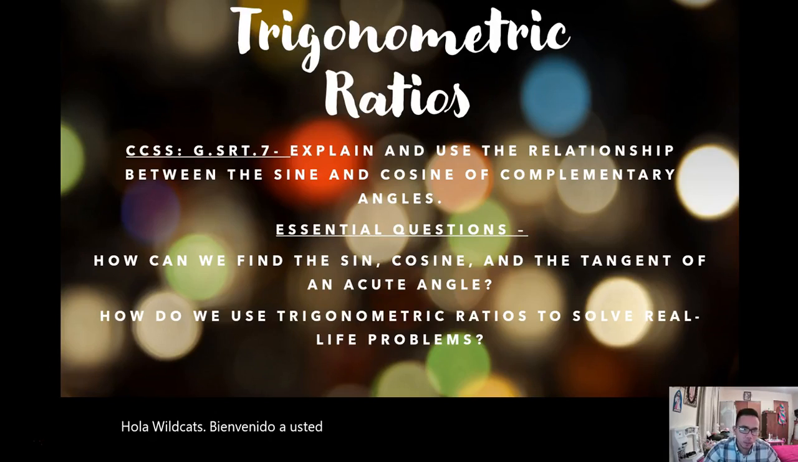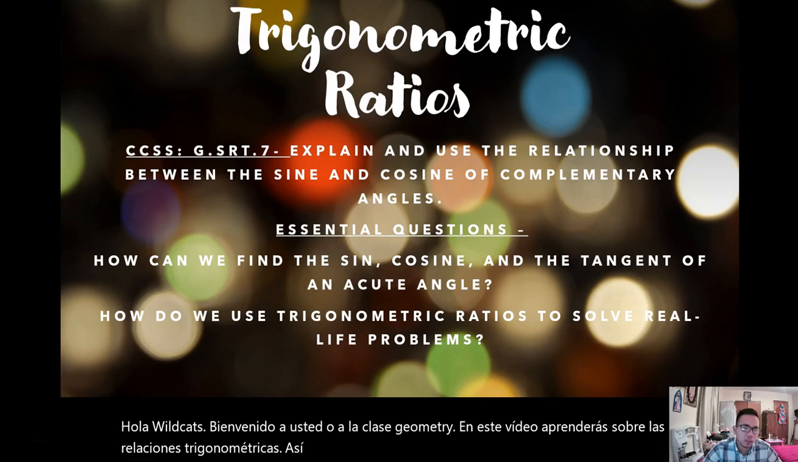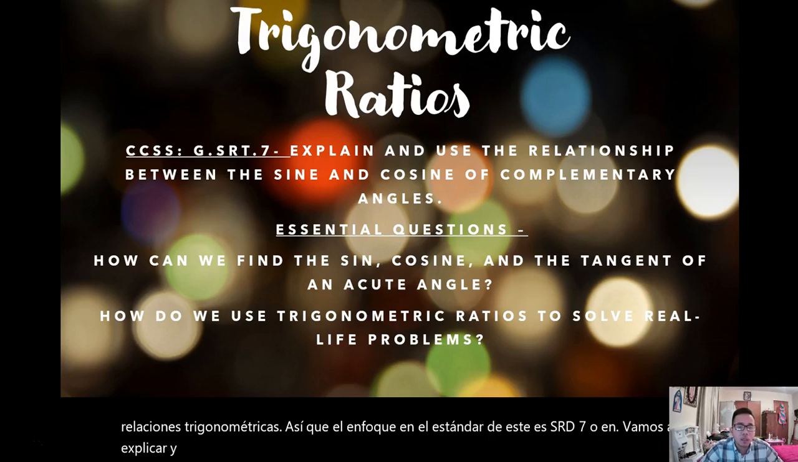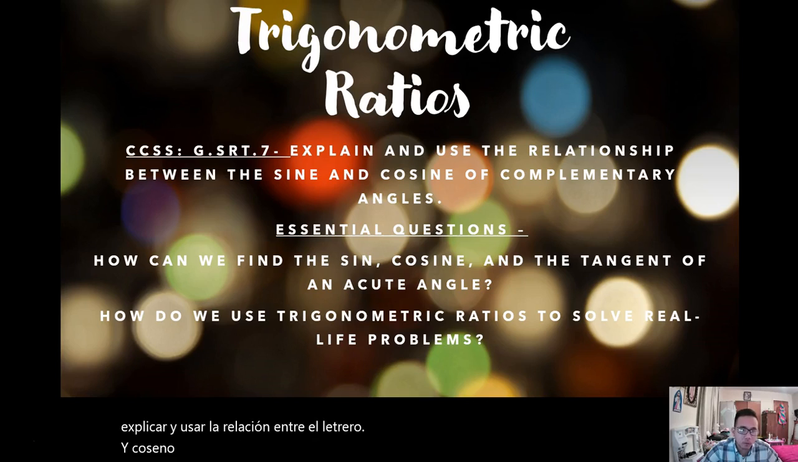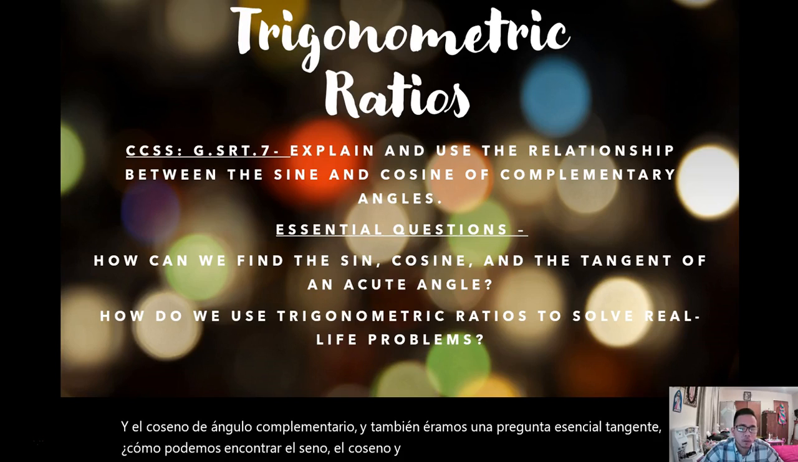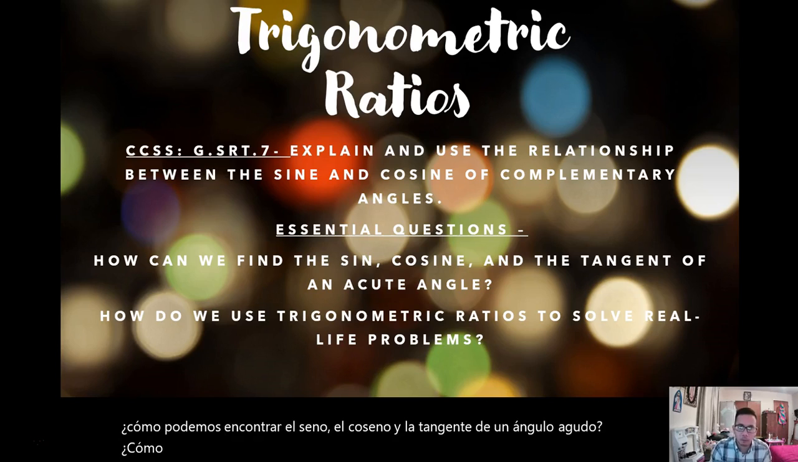In this video, you will be learning about the trigonometric ratios. The focus standard of this one is SRT 7, wherein we are going to explain and use the relationship between the sine and cosine of complementary angles and also your tangent. The essential question is: how can we find the sine, cosine, and tangent of an acute angle? How do we use trigonometric ratios to solve real-life problems?